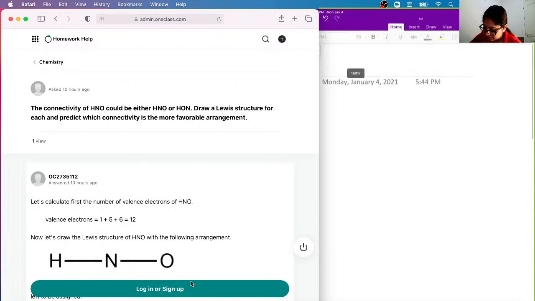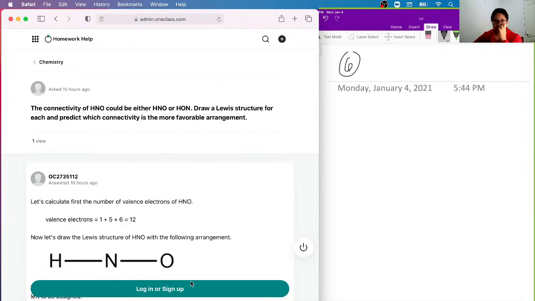Okay, so our next question here says the connectivity of HNO would be either HNO or HON. Draw a Lewis structure for each and predict which connectivity is the more favorable arrangement.